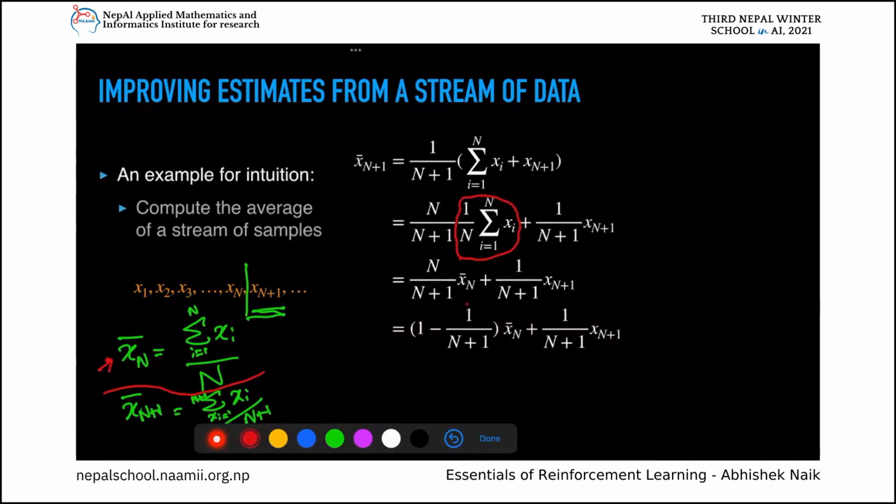Now I can do some more algebraic manipulation. n upon n+1 is the same as 1 minus 1 upon n+1, times x bar n, plus the term including the new quantity. I will open this expression again and you get x bar n plus, taking 1 upon n+1 common, xn+1 minus x bar n.